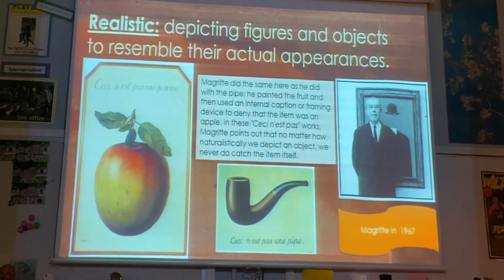Here we go. All right, realistic, depicting figures and objects to resemble their actual appearance. So here's our Magritte artist, the one that did the apple in front of the face. He also did the same guy with no face whatsoever. And then he did the "This is not a pipe." Well, this is not an apple, okay? But it's a picture of an apple. But he painted them very realistically to resemble their actual appearance, even though they're not real objects.